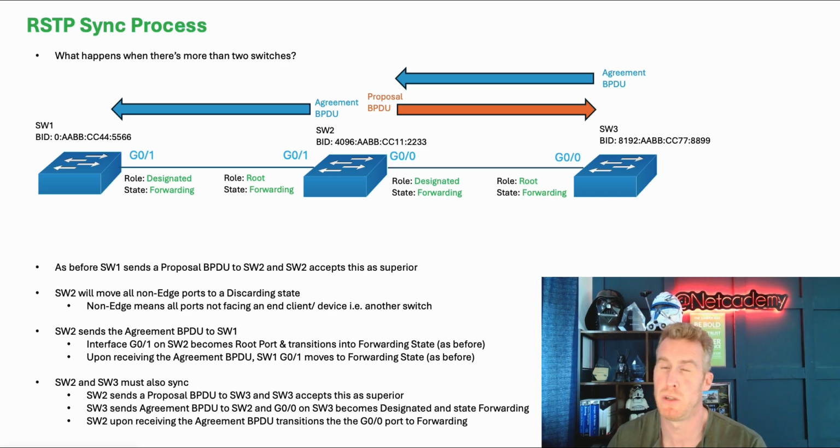And when SW2 receives that agreement back from SW3, it will then also move its interface into a forwarding state. And this happens time after time after time, link by link, switch by switch. So all of this in less than a second. So it's very fast, it's very rapid, and that's where the R in RSTP obviously comes from. But this is the sync mechanism. This has a lot of benefits over traditional STP, as I'm sure you can see.